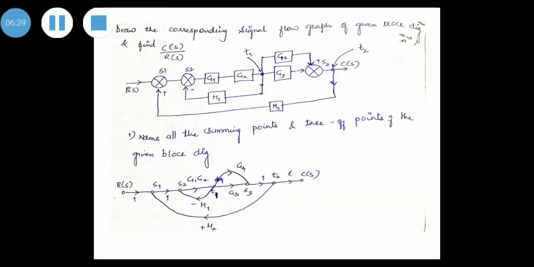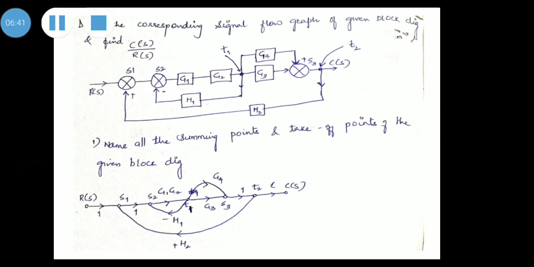We'll continue with the next problem. Draw the corresponding signal flow graph of the given block diagram and find C(s)/R(s). We have to draw the signal flow graph of the given block diagram and find C(s)/R(s).